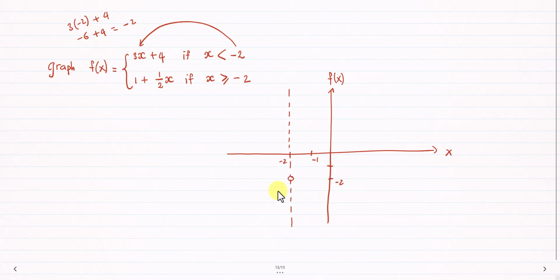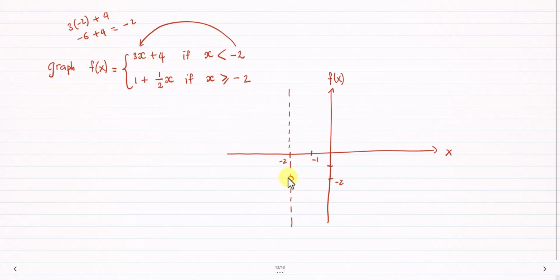Now I'm using the open circle because we do not have the equality here. It's only less than -2. That means we do not include the endpoint. We do not have the value when x is exactly equal to -2. And therefore we use the open circle for this endpoint.